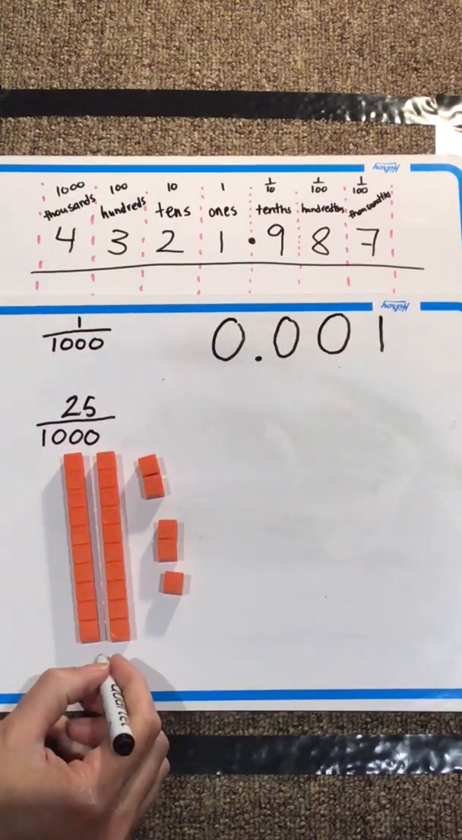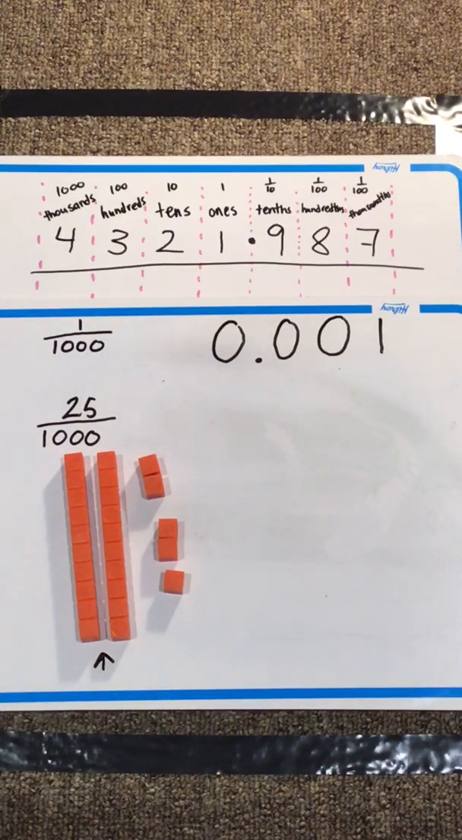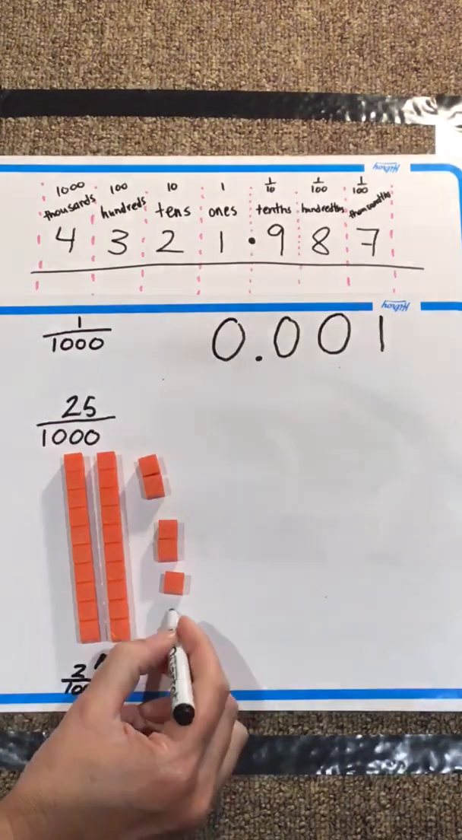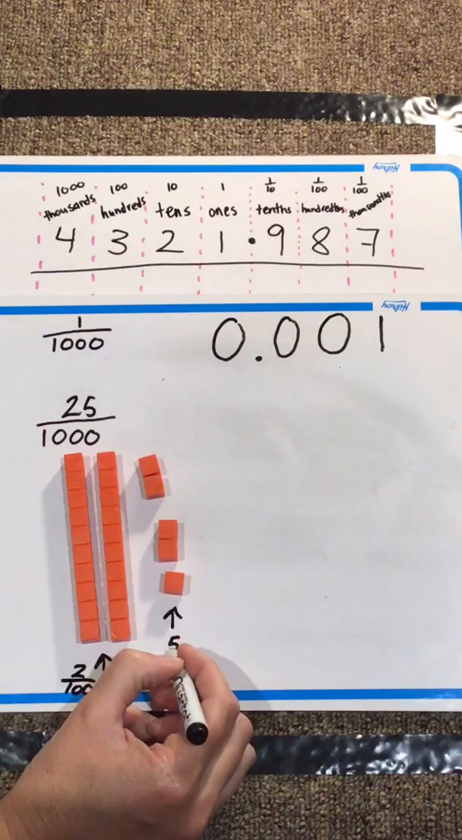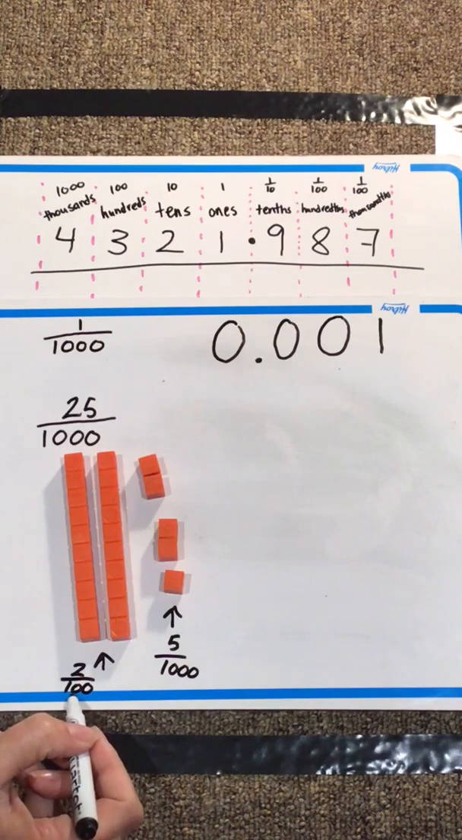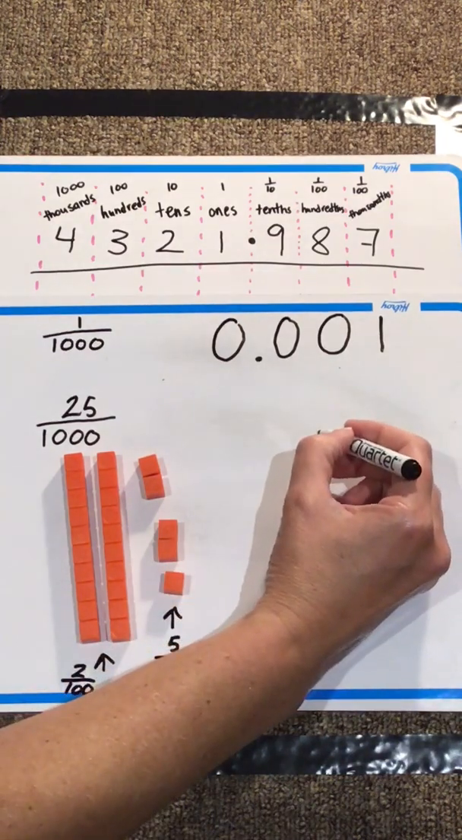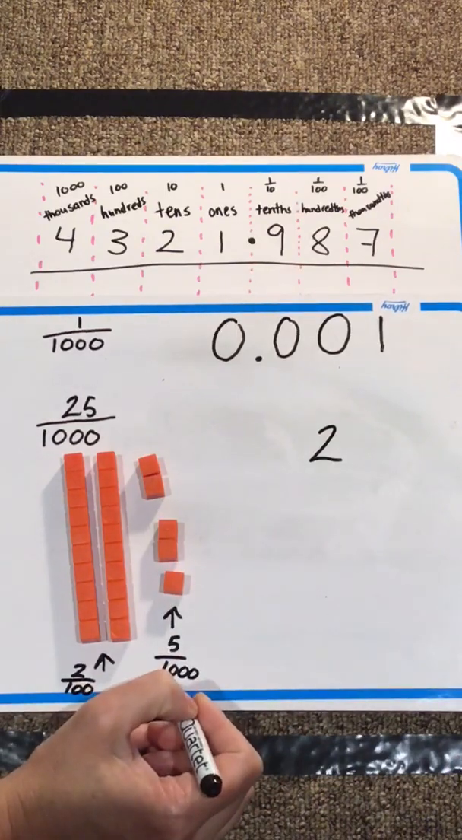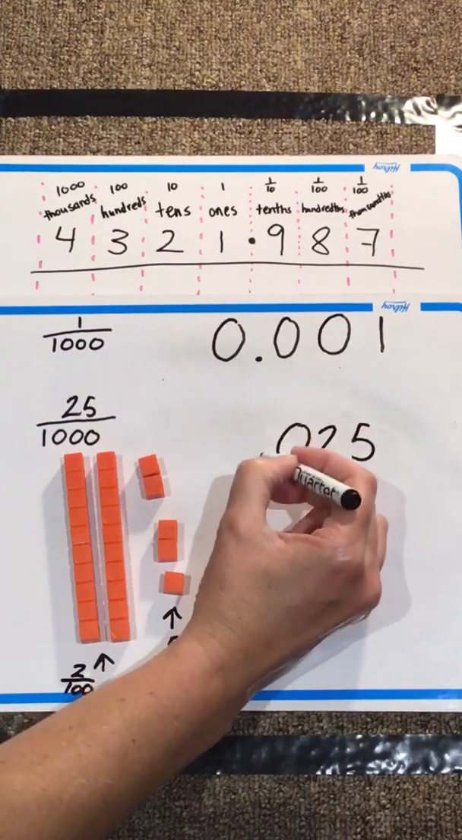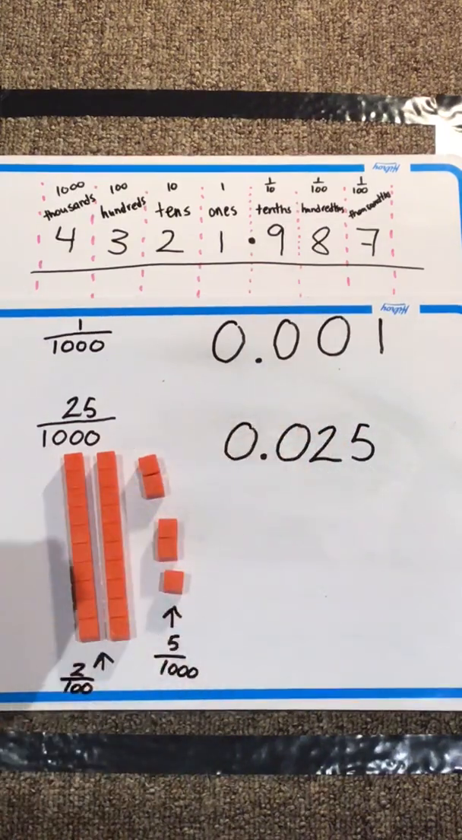So this here is really saying that I've got 2 out of 100. And this one is saying that I've got 5 out of 1,000. That means in the hundredths column, I'm going to need a 2. In the thousandths column, I'm going to need a 5. I don't have any tenths, and I don't have any ones. So 25 out of 1,000 would be 0.025.